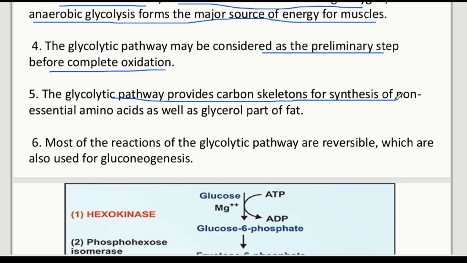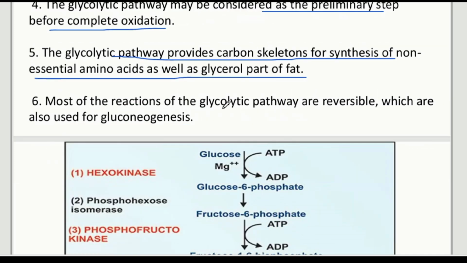The glycolytic pathway provides carbon skeletons for synthesis of non-essential amino acids as well as the glycerol part of fat. Most of the reactions of the glycolytic pathway are reversible, which are also used in gluconeogenesis, that we will see in subsequent videos. What is gluconeogenesis? By the name, you know that gluconeogenesis means new glucose formation. Neogenesis means new formation. So formation of glucose from non-carbohydrate sources is known as gluconeogenesis.